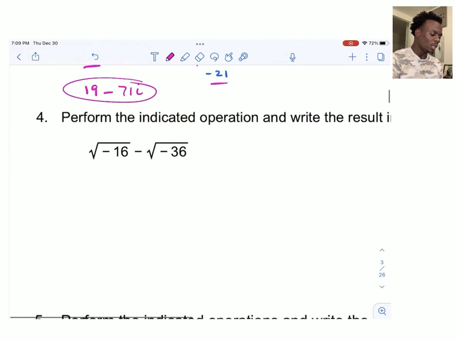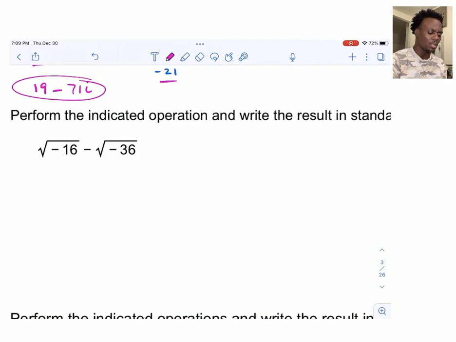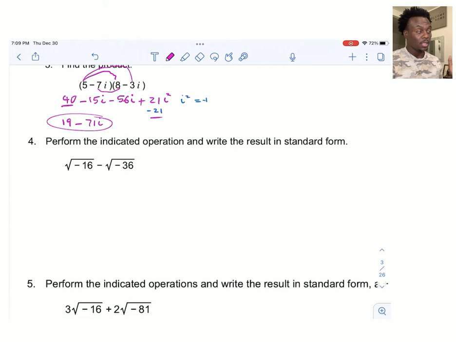Number 4, perform the indicated operation and write the result in standard form. Keep in mind, you may have an expression that has a radical, but if you have a negative number under the radical, you need to know that that will be converted into a complex number. Square root of negative 16 is 4i, because square root of negative 1 is i, and square root of 16 is 4, minus square root of negative 36.